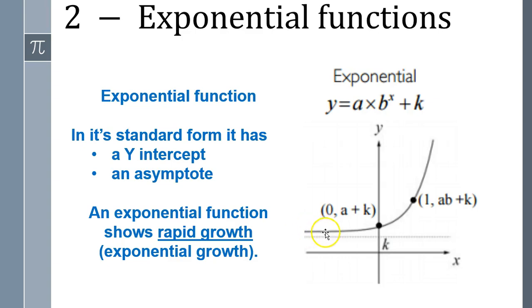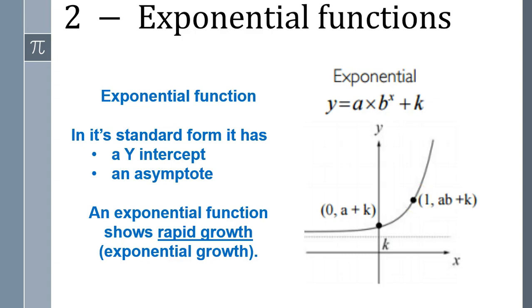So it starts off pretty slow and then it ramps up really quickly. It goes from kind of not doing much to accelerating very quickly. When we graph these, we'll find the asymptote, we'll find the y-intercept, and we'll also find one other point just to give us a really good look at what it's going to look like.